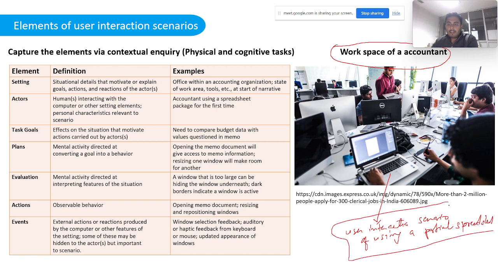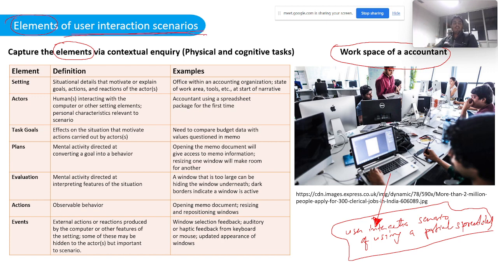Now in an office environment where there is an accounts section, there are several accountants involved in various departmental activities. You want to explore, for a particular user, how he performs or how he uses a particular application in his day-to-day activities. For that we first need to understand the various elements in a user interaction scenario.